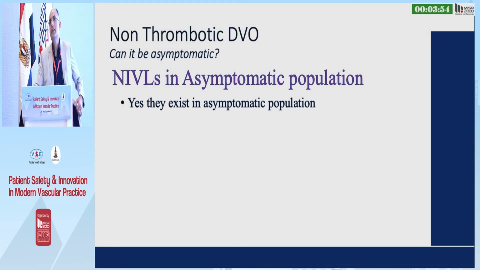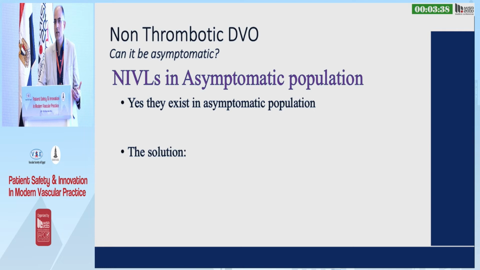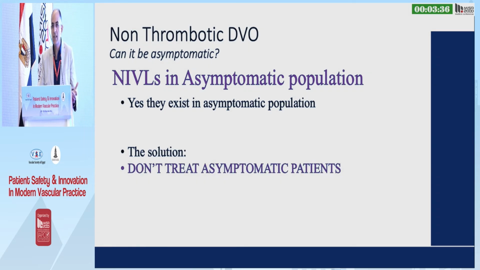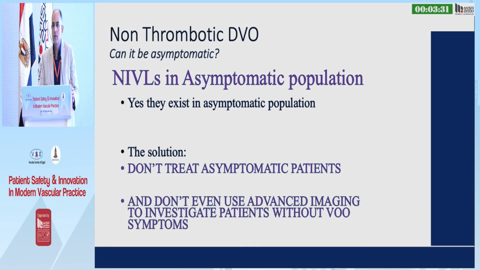So what about the notion that non-thrombotic deep venous obstruction, some lesions, exist in the asymptomatic population? Of course they do exist. And it's not recommended that we stent those patients at all. So the solution for this dilemma is simply to not treat asymptomatic patients just for having an iliac vein compression. And I would not recommend even investigating them by advanced imaging to find an iliac vein compression that has no symptoms. If the patient has no symptoms, there is no need for investigation firsthand.